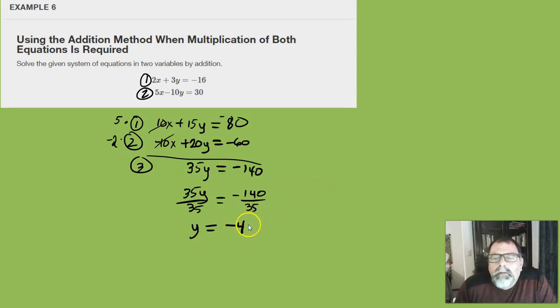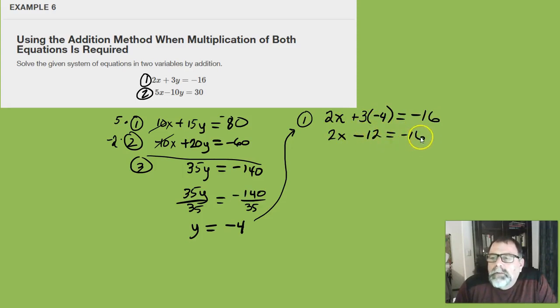Okay, now we're going to take this y equals negative 4 and put it into equation 1 or 2. Let's do it in 1. So we get 2x plus 3y. Take y out, put in the negative 4. And we solve it for x. 3 times negative 4 is negative 12. Add 12 to both sides. So 2x equals negative 4. And then divide by 2. Oh, that should be negative 4. And then x equals negative 2.